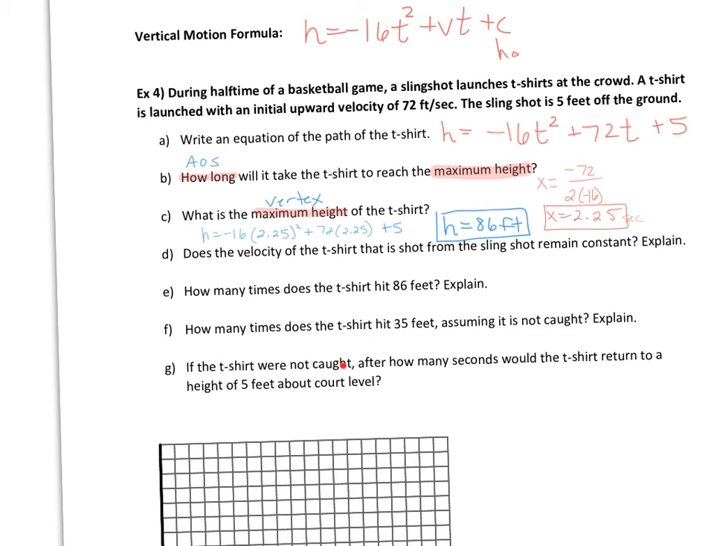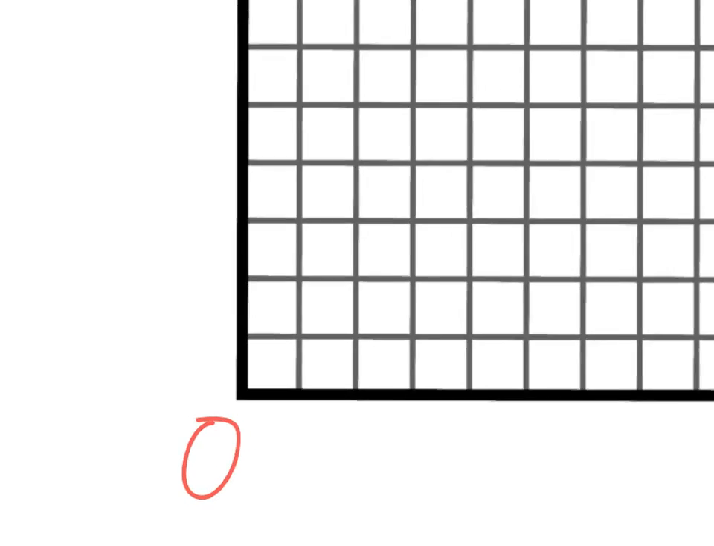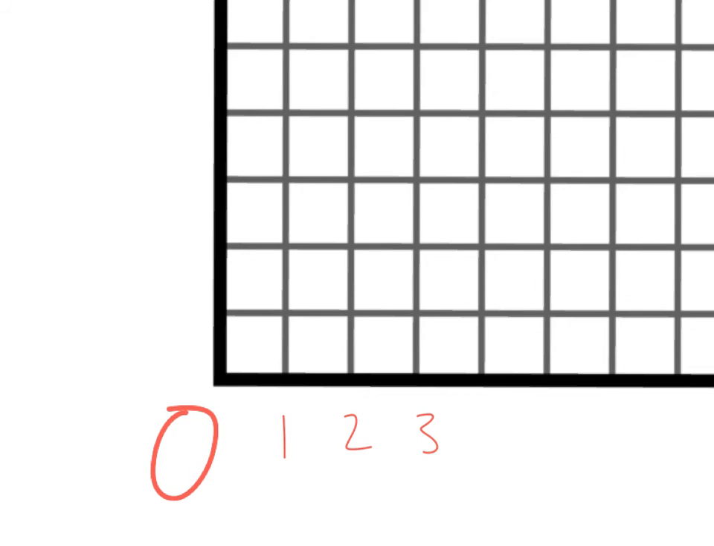If the t-shirt were not caught, after how many seconds would the t-shirt return to a height of 5 feet above the court level? Okay, so let's figure this part out. What I'm going to do first is start making a picture. We know that our axis of symmetry is at 2.5. So I've got 1, 2, 3, 4, 5. And again, we know the axis of symmetry is sitting right there partway through. Now I need to go up to 86 feet.